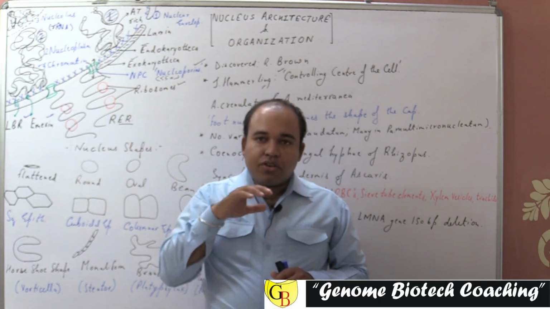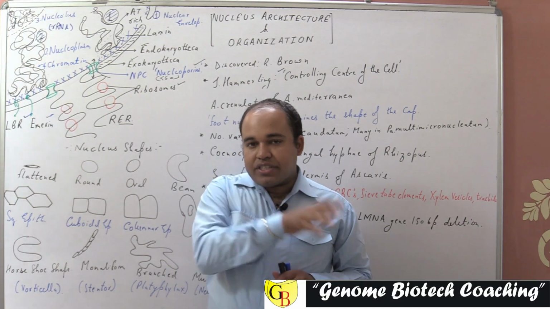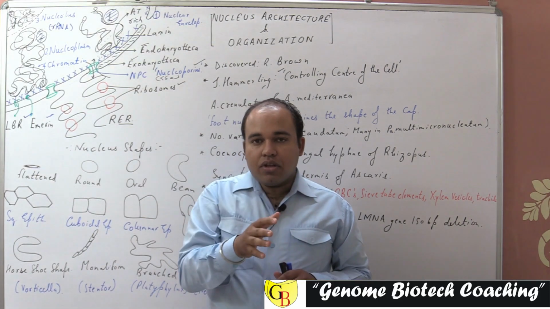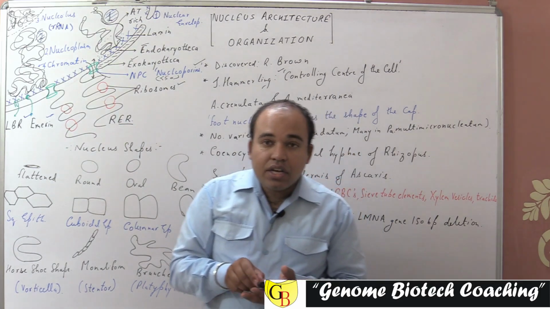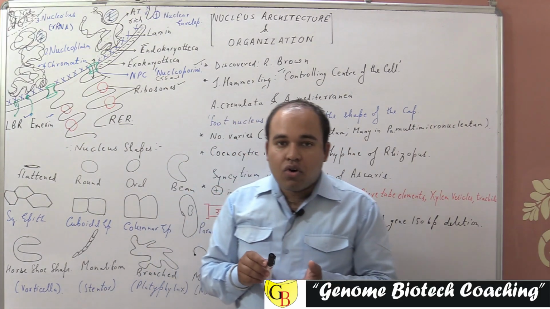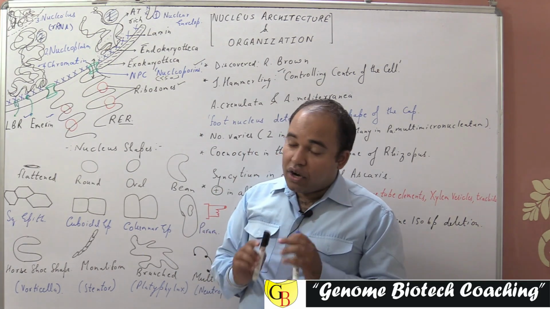Going to start about the nucleus architecture and organization. What is nucleus and what is its structure, as well as how the genetic material is oriented within the nucleus. किस प्रकार से न्यूक्लियस हमारी सेल के अंदर प्रेजेंट होता है और हमारे न्यूक्लियस के अंदर किस प्रकार से हमारा जेनेटिक मटेरियल क्रोमेटिन ऑर्गेनाइज होता है.